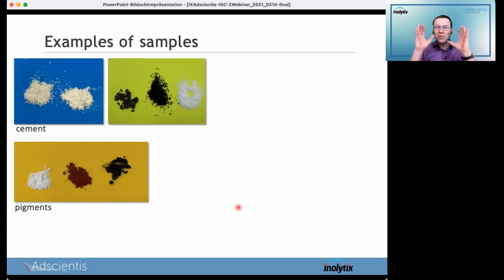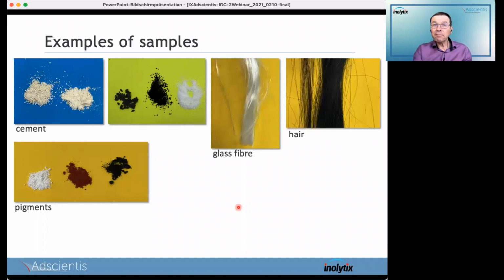Now, let's dive into the really interesting topics, examples of our samples. Here, I've made a few pictures, for example, cement, pigments, and so on. But it's not only powder, it's also fibers. And I've shown a picture of glass fibers. And no, this is not carbon fiber, but we do also carbon fiber. It's hair. In this case, it's Chinese hair. And the question was, how does a treatment change the properties of the hair? Of course, that's part of the cosmetic industry.